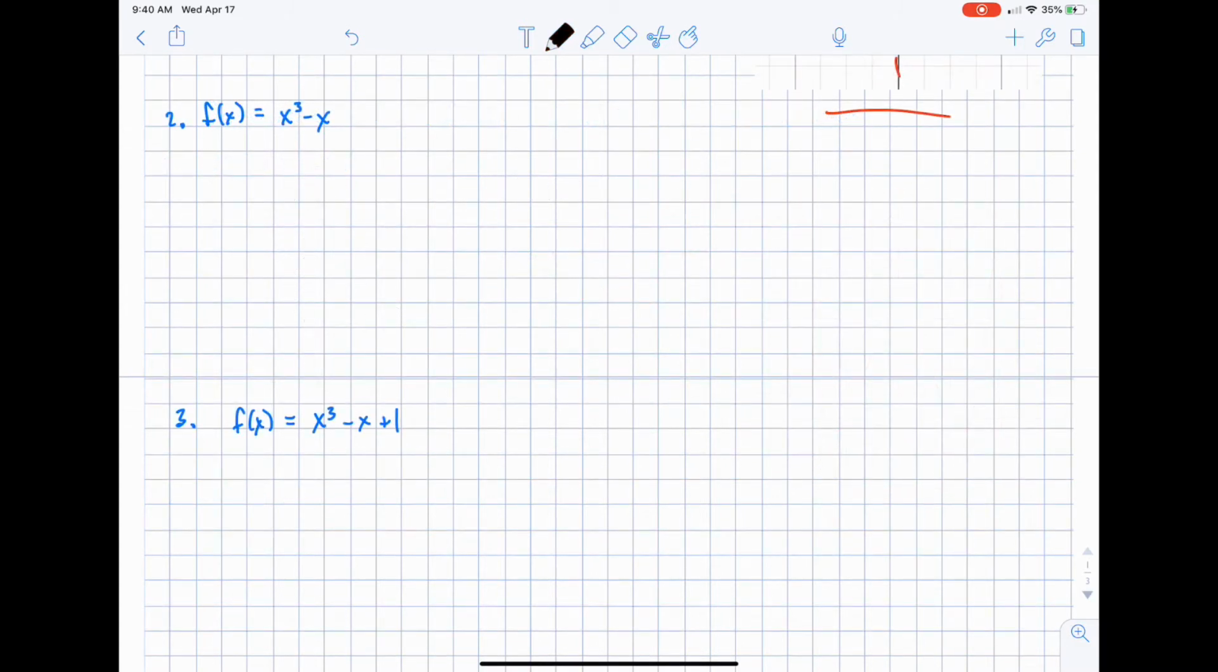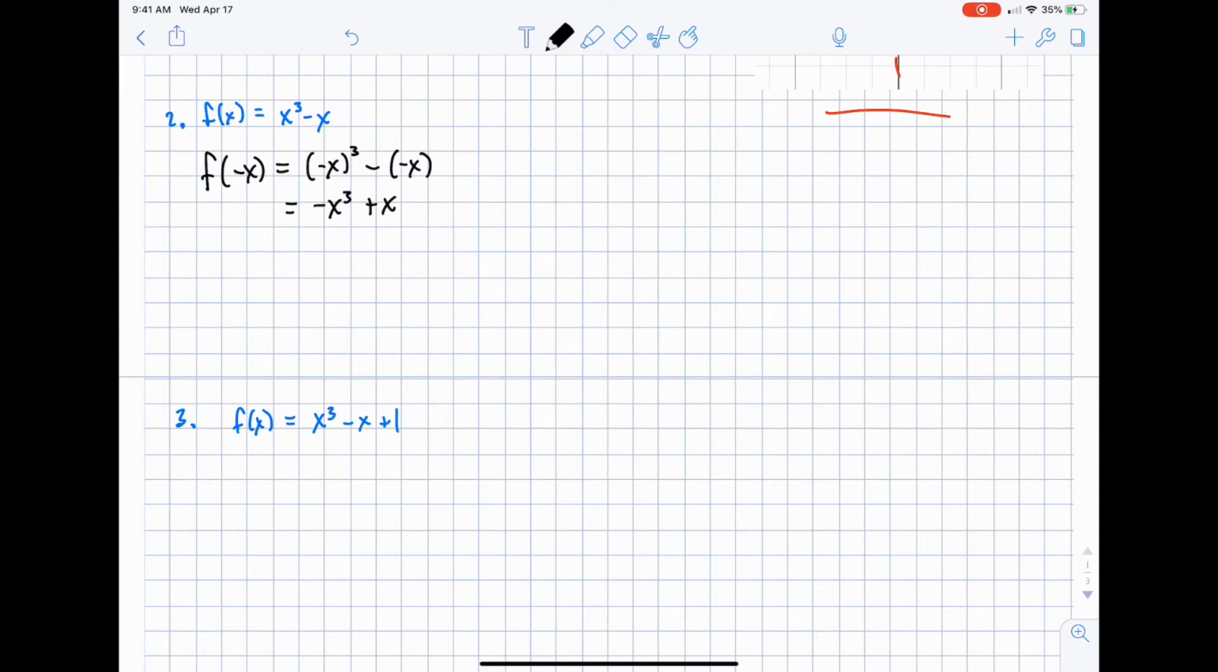Let's take a look at this next function and determine whether it's even, odd, or neither. So again, we're going to find f of negative x, and we're going to plug in a negative x anywhere in the function that we find an x, and then we're going to simplify that. So negative x cubed is a negative x times a negative x times a negative x, which remains as a negative x cubed, and then negative x becomes a positive x.